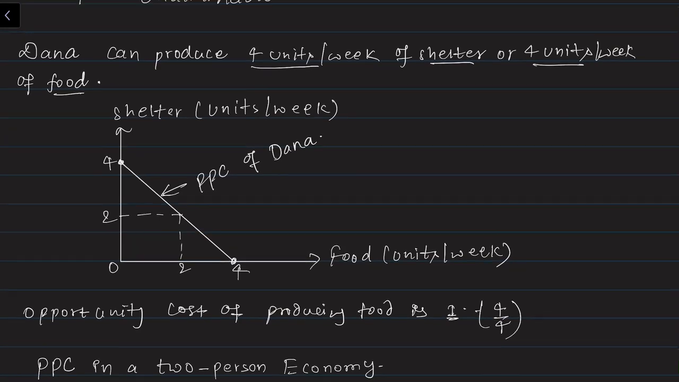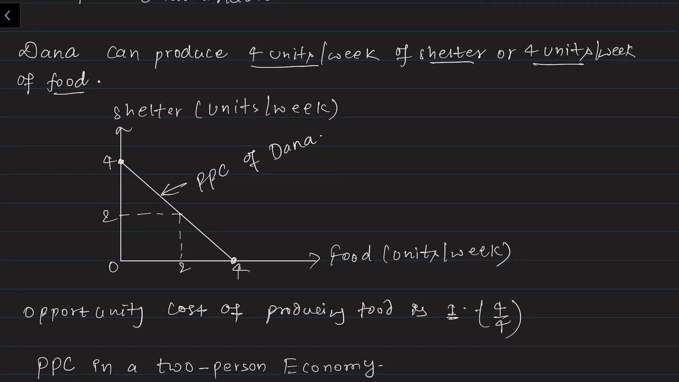And what is the slope of this PPC? So the slope is -4/4, which is -1. And if we take the absolute value of the slope, then we'll get 1. And this is equal to the opportunity cost of producing food.